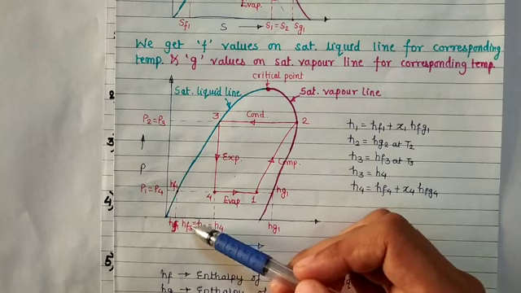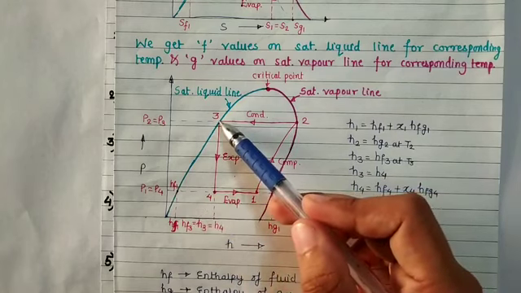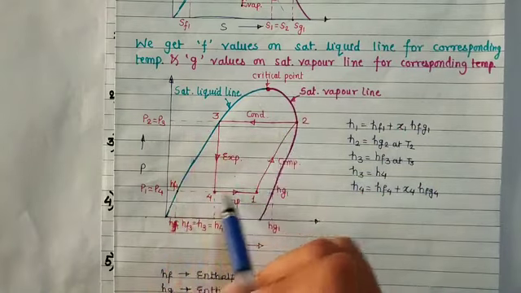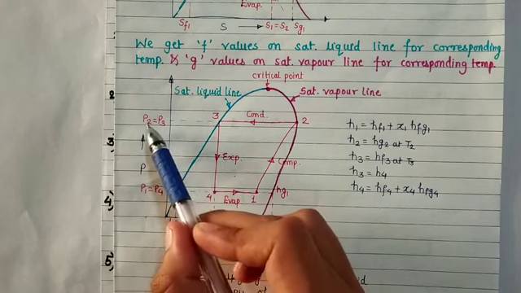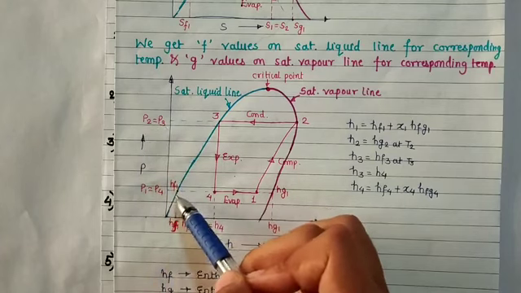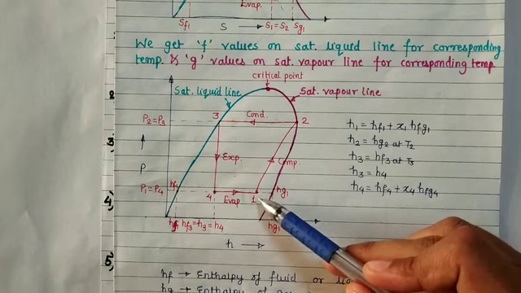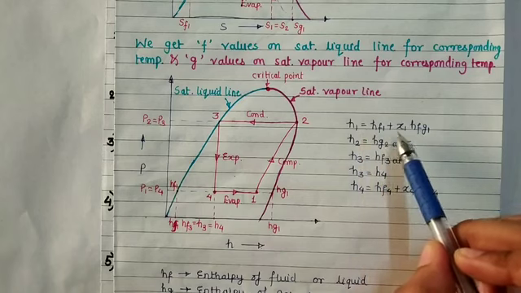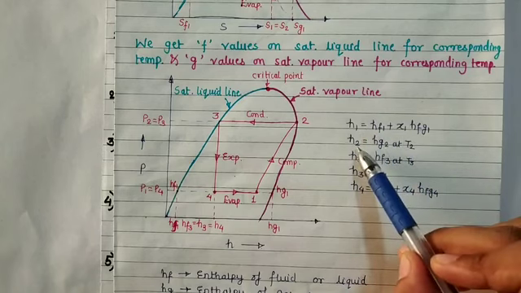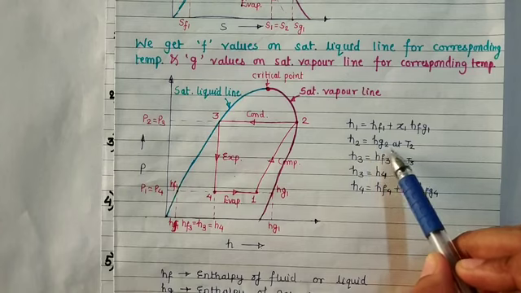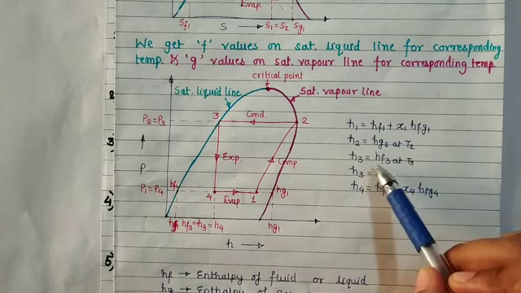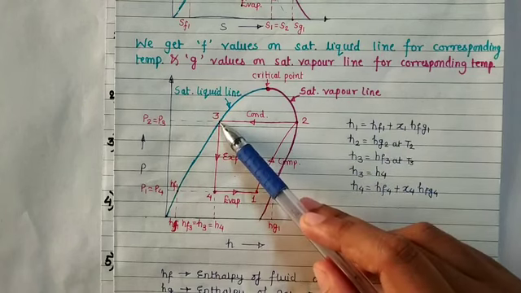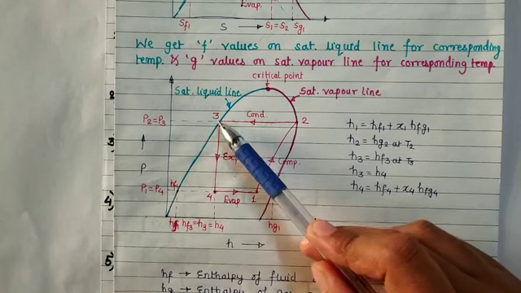H3 we will be getting directly as hf3 because point number 3 is on saturated liquid line. I have drawn horizontal lines here to represent constant pressure. So P2 and P3 will be same and P1 and P4 will be same. Now H1, as it is inside the dome shaped region, is calculated through this formula as hf1 plus x1 hfg1. H2 we will be getting directly as hg2 at T2 and H3 as hf3 at T3, as point number 3 is on saturated liquid line.